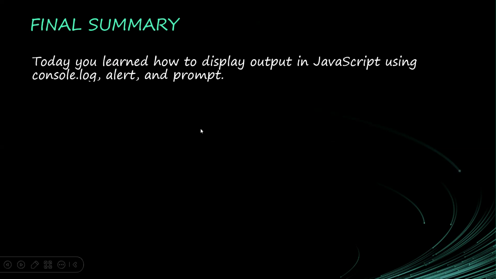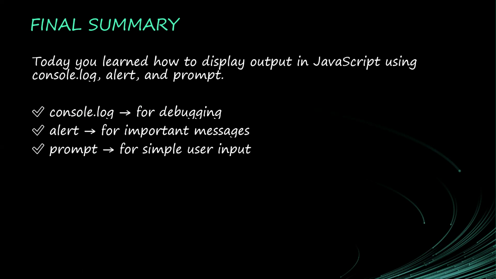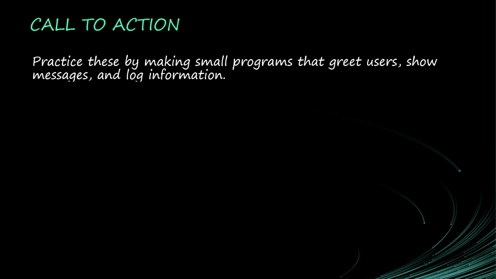Okay, so final summary. Today, you have learned how to display output in JavaScript using console.log, alert, and prompt. Console.log is for debugging. Alert is for important messages. Don't overuse it. Prompt is for simple user inputs. Practice all these things today, most especially the time I asked you to pause the video and write code that combines prompt, alert, and console.log.